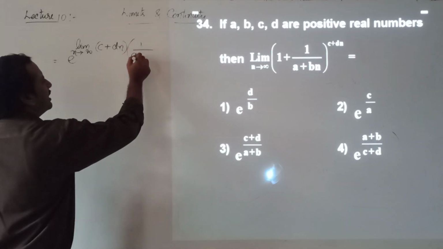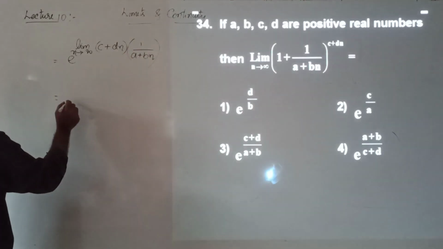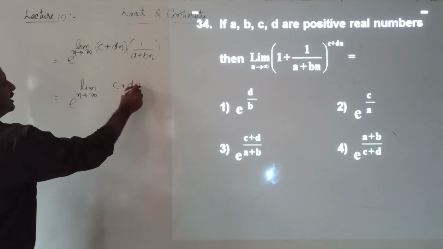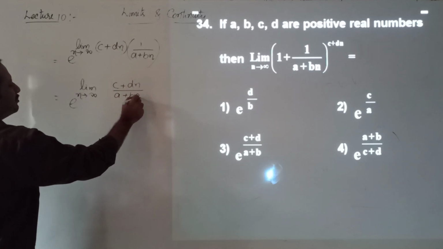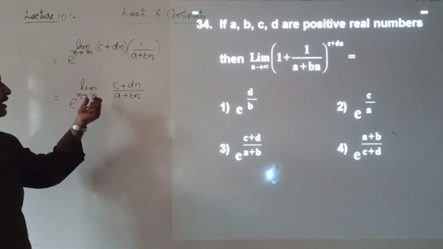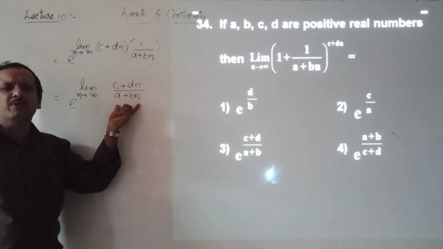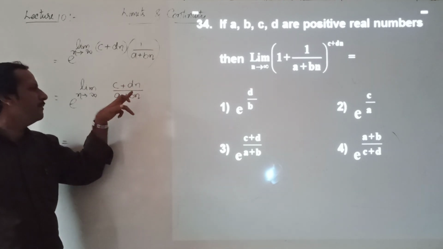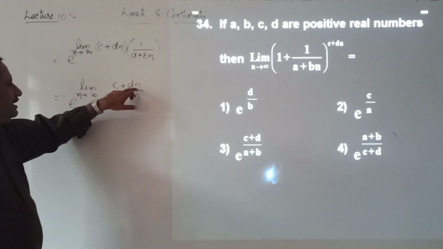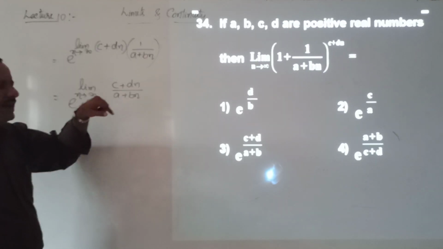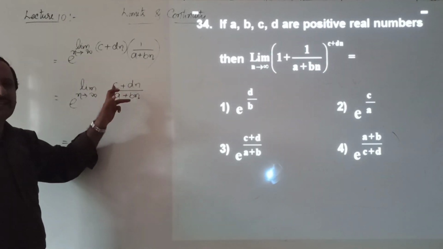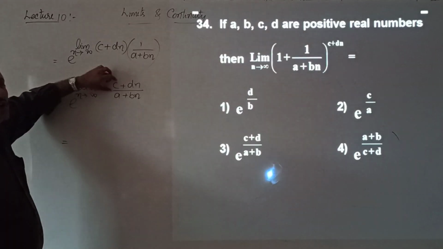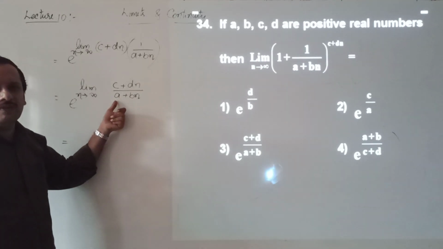So we will have (1/(a+bn)) equal to e to the power limit n tends to infinity (c+dn)/(a+bn). Here n is tending to infinity. These two are both polynomials of the same degree, where n is the variable. The degree of this polynomial is 1. A, B, C, D are constants, positive real numbers. N is the variable. So the numerator is a polynomial of degree 1, and the denominator is also a polynomial of degree 1.